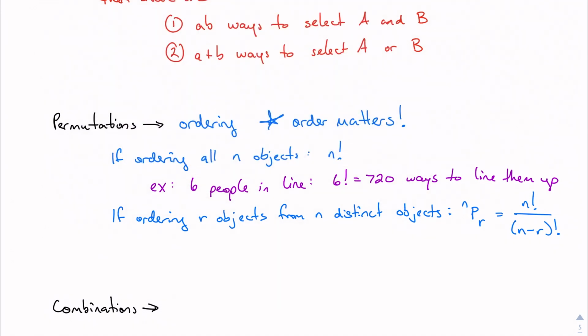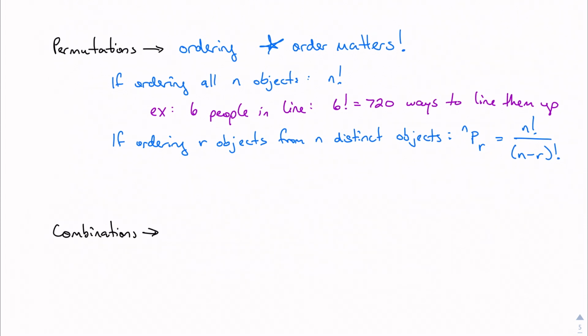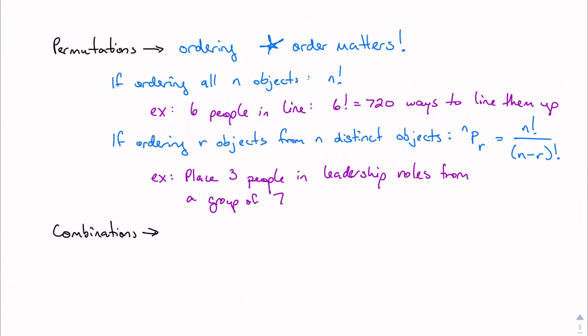Right, and we know that we can actually use our calculator for this. My example might be to say if I'm going to place or pick 3 people in some kind of a leadership role. So maybe I have a president, vice president, or secretary from a group of 7. Well, then I have 7P3, which is the same as saying 7 factorial divided by 4 factorial.